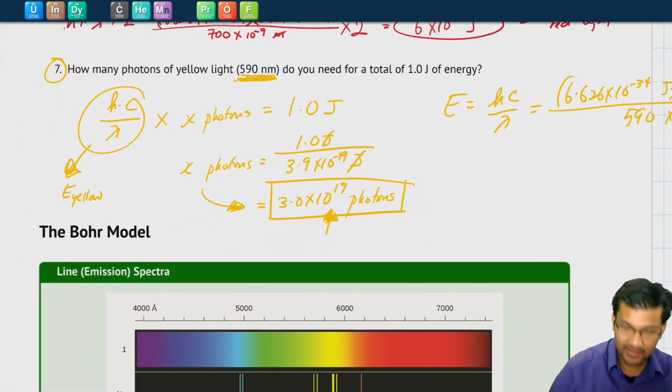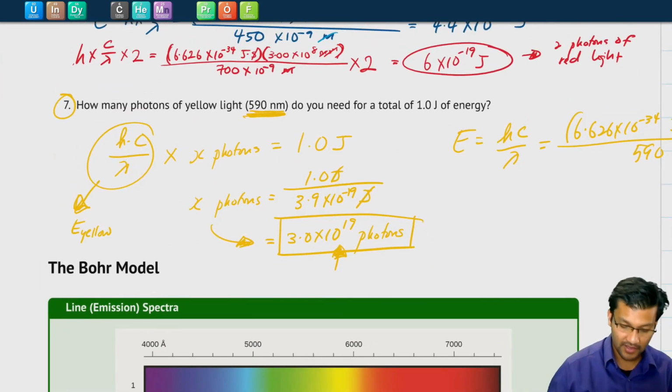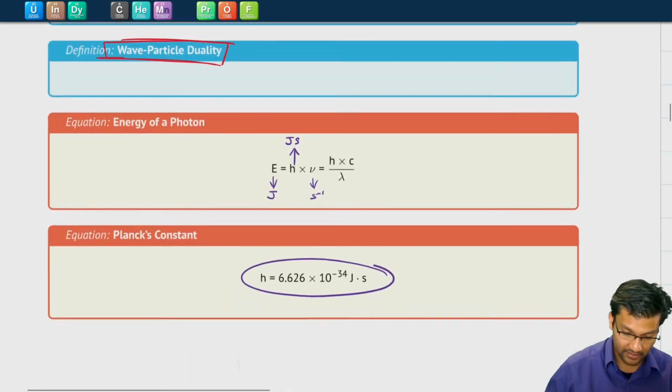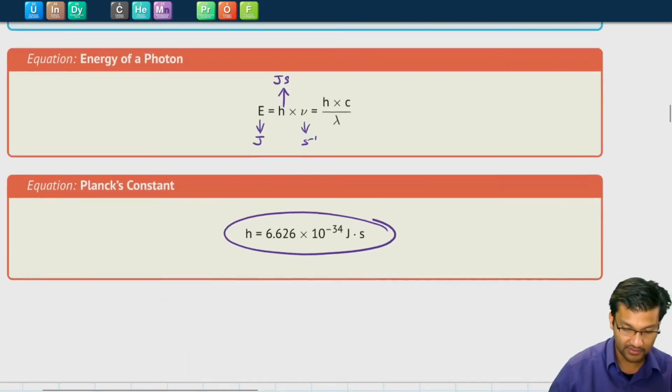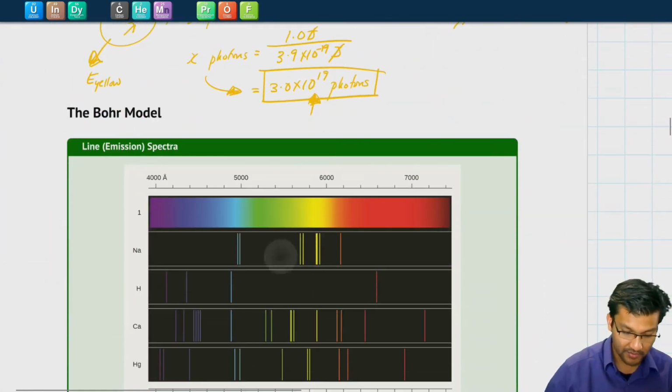Okay, so this brings us to the end of this video where we talked about light as photons. And we did various calculations using the energy of a photon and Planck's constant. In our next video, we're going to talk about the Bohr model.